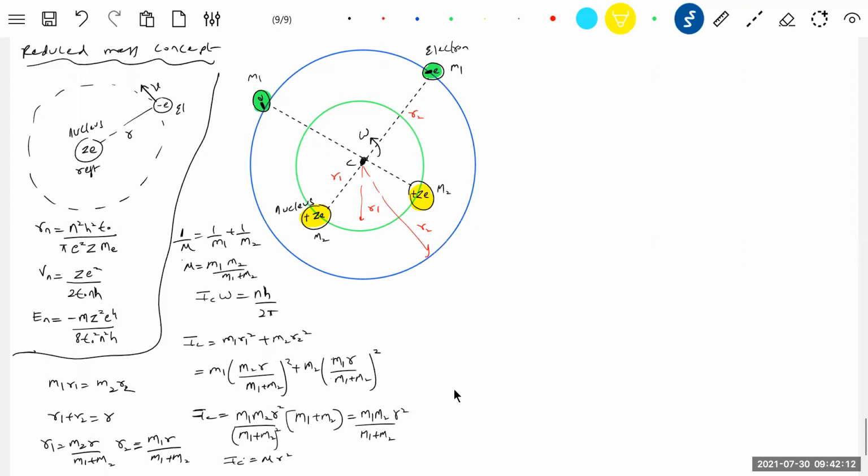It's not new. You have come across it already in SHM and everything. So what is mu? I'll give it a specific name. That value of I_C we are going to substitute here in the primary equation. Substituting that, I_C is mu r square, so mu r square omega equal to nh by 2 pi.